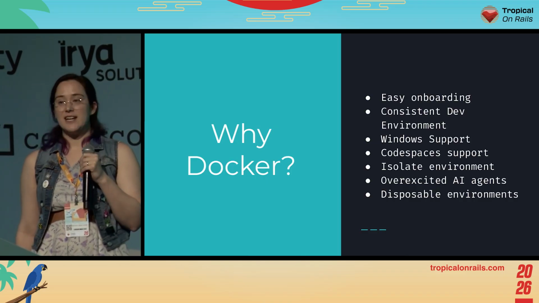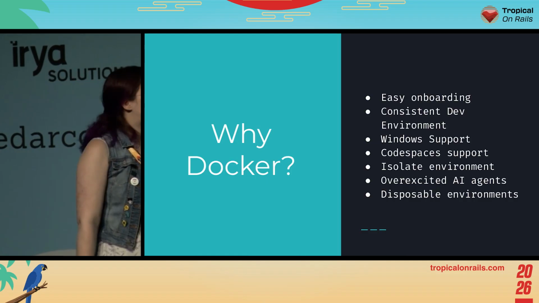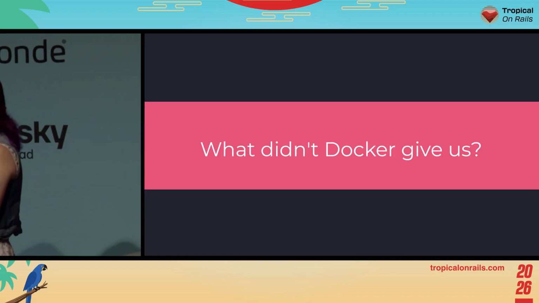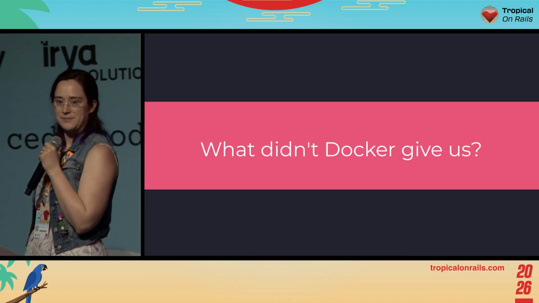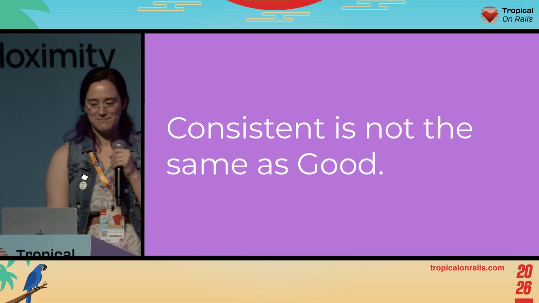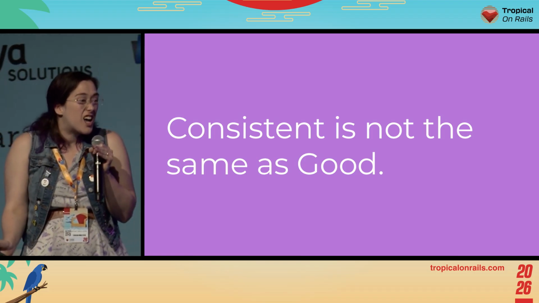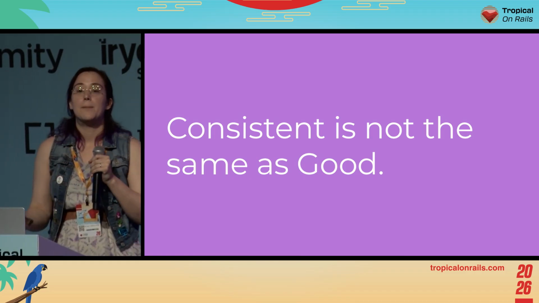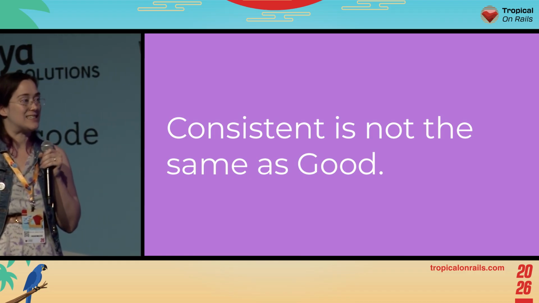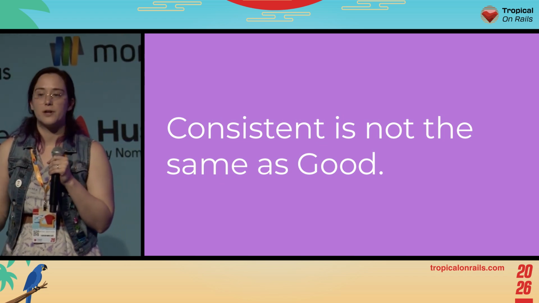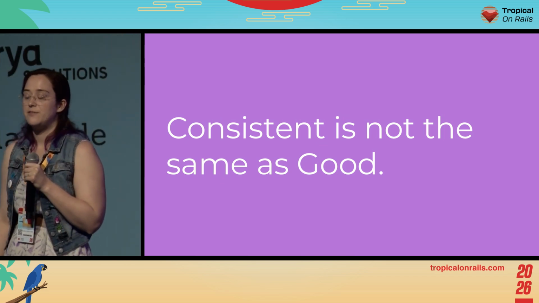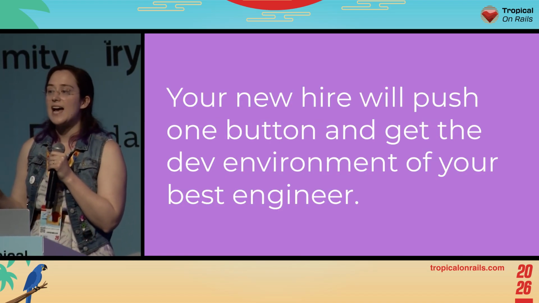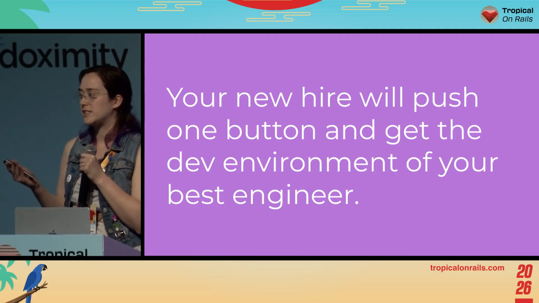But no technology is perfect. So let's talk about what Docker didn't give us. I've been using a very specific word here, consistent. Consistent is not the same as good. Your first dev container will kind of suck. Maybe it'll have too many layers, memory hog, maybe it'll have missing packages. But because it is consistent, people will go through, they will work on it, and they will improve it. And eventually, your new hire will push one button and get the exact same developer experience as your most experienced engineer.